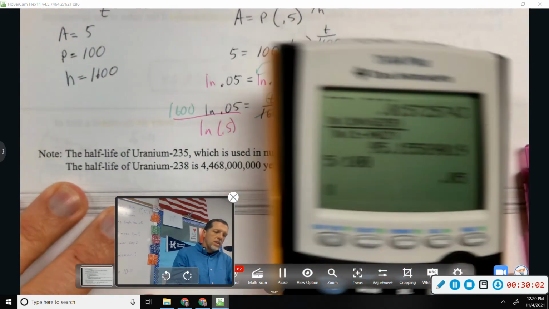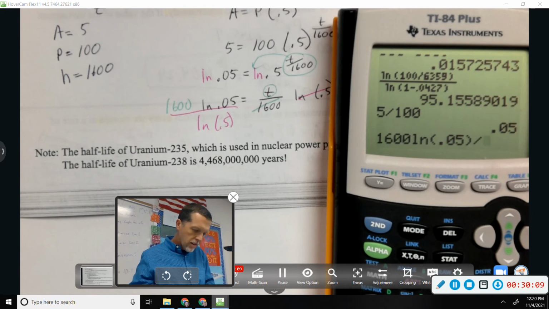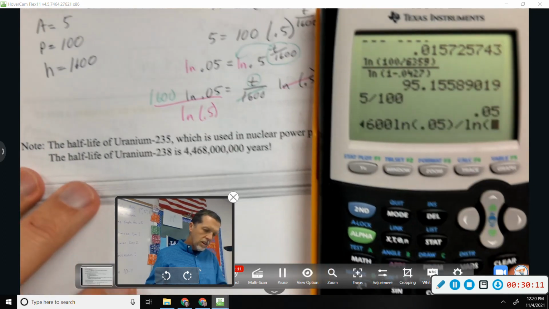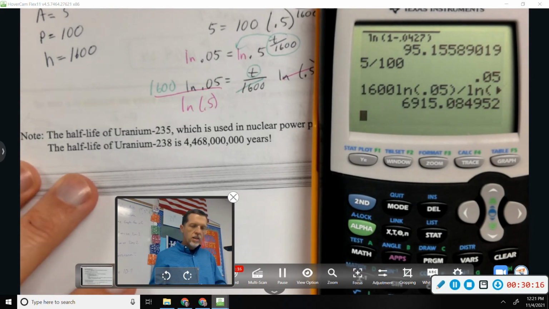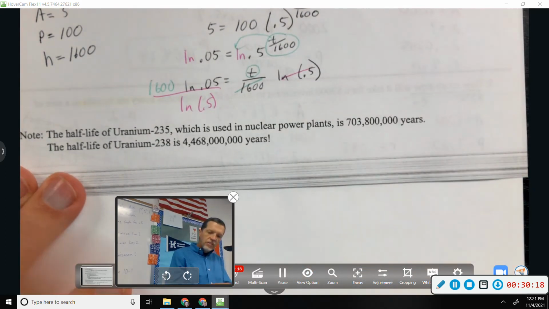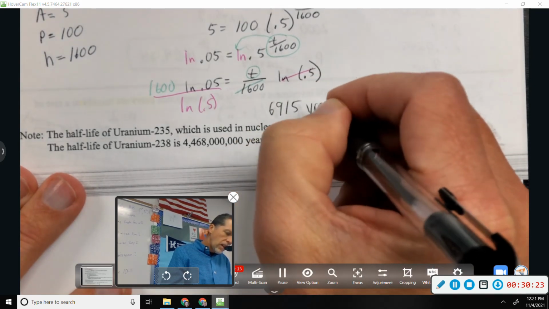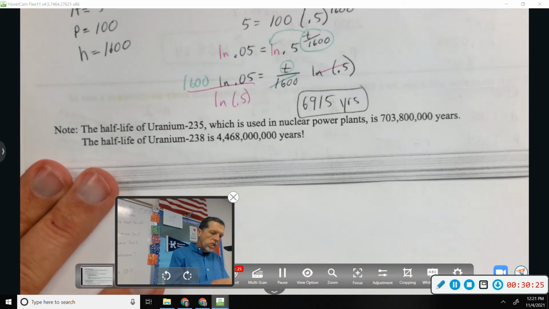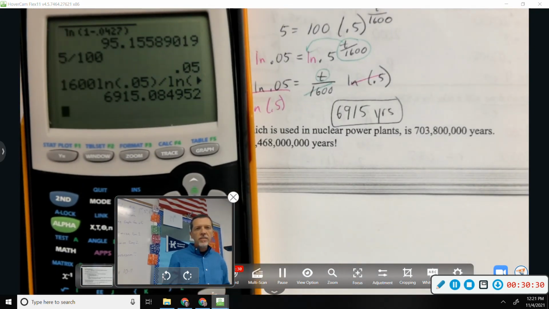1,600 times natural log 0.05. Careful with parentheses. Natural log divided by natural log 0.5. 6,915 years. So it's 1,600 times natural log 0.05, close parentheses, divided by natural log 0.5.